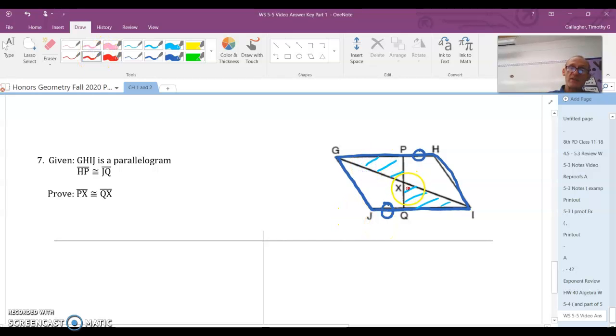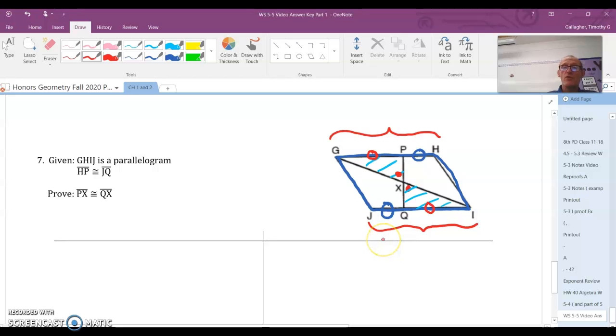And I'm going to say that these two angles here are congruent by vertical angles. Now, these two sides are equal because the opposite sides in a parallelogram are congruent, okay? So that makes this side congruent to this side, which are part of the two triangles, congruent by subtraction, because we're going to subtract the two congruent parts.